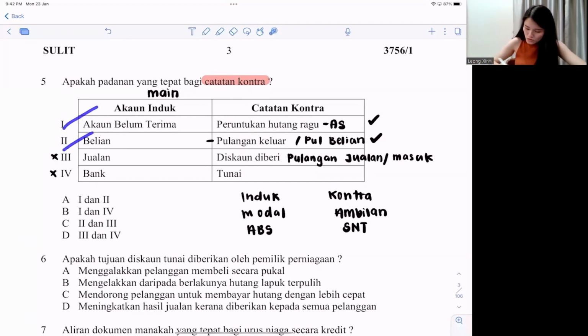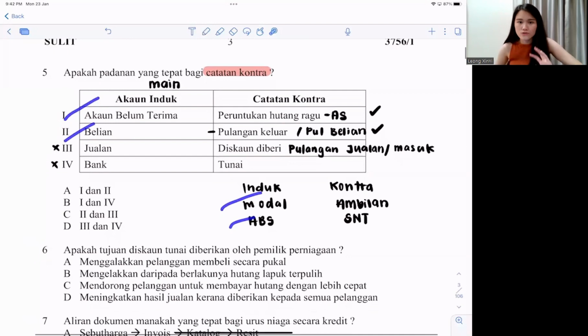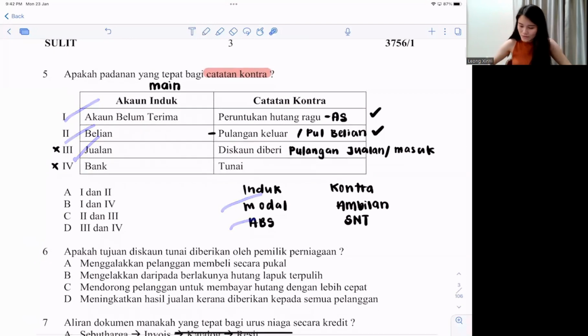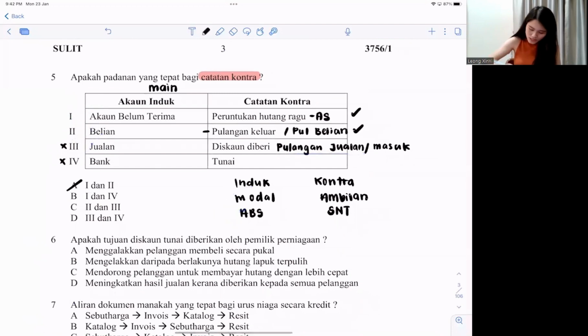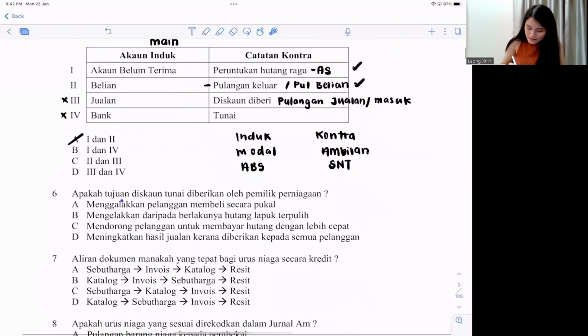We have 1, 2, 3, 4. Okay, so far it's like 5. If jualan with pulangan, that's 5. All right, so let's move on. The answer should be 1 and 2. Okay, now number 6. Apakah tujuan diskaun tunai diberikan oleh pemilik perniagaan?